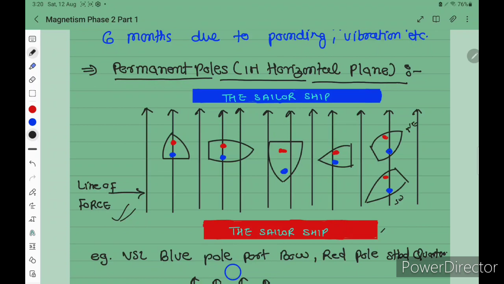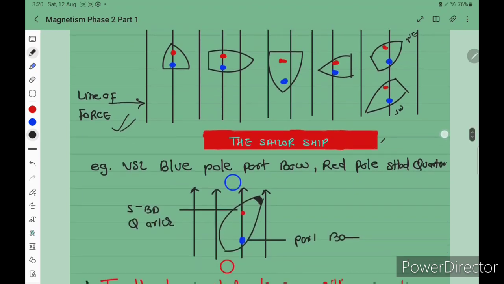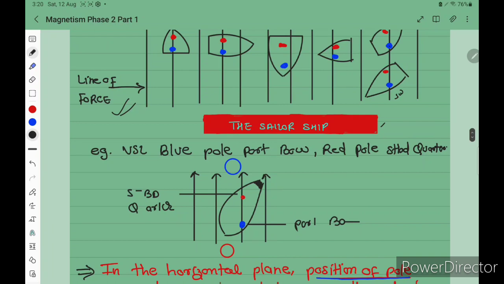So there are a lot of numericals that sometimes come. You can make any direction. So I make it here, so you can understand why permanent magnetism is required. Depending upon the poles, you will know in which heading the vessel was constructed. For example, a vessel with the blue pole at the port bow and the red pole at the starboard quarter.